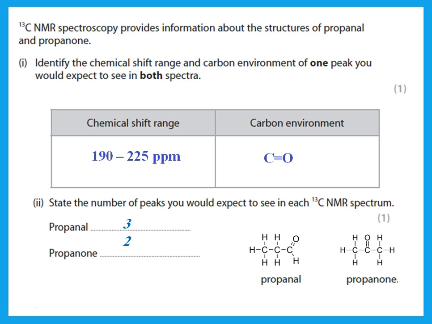While in propanone, I will have 1 peak for the C=O, but I will have only 1 other peak for the 2 other carbons because they're equivalent. The 2 CH3s on both sides of the C=O are equivalent. So I will have only 1 peak for these 2 carbons plus the peak for the C=O.